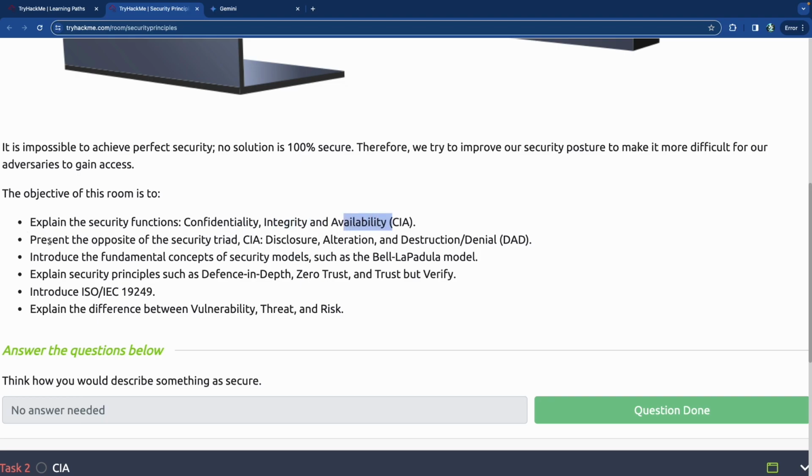Present the opposite of the security triad, which is disclosure, alteration, and destruction and denial. So that's what DAD stands for.